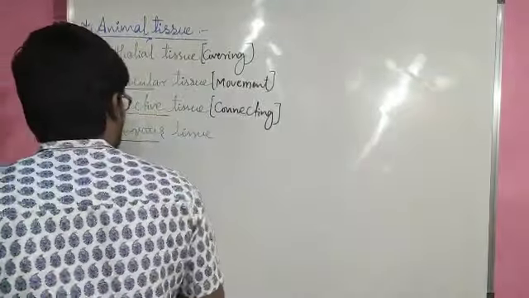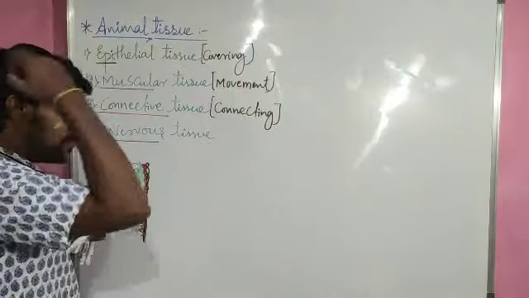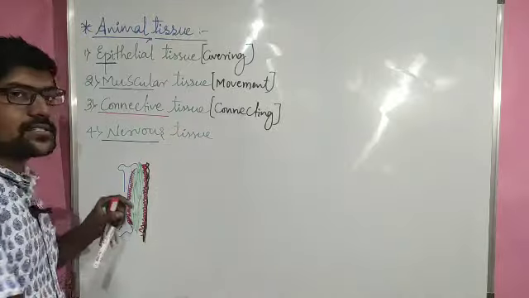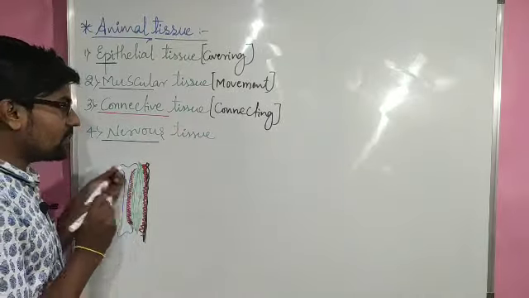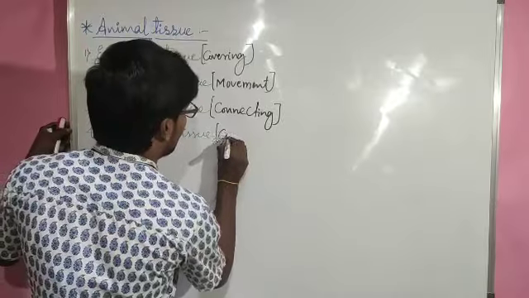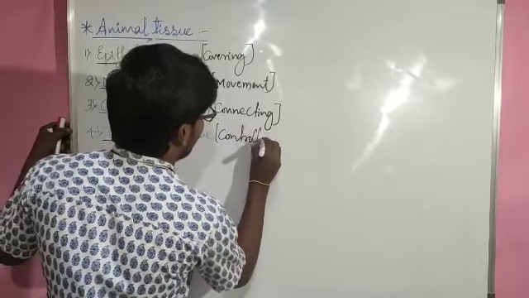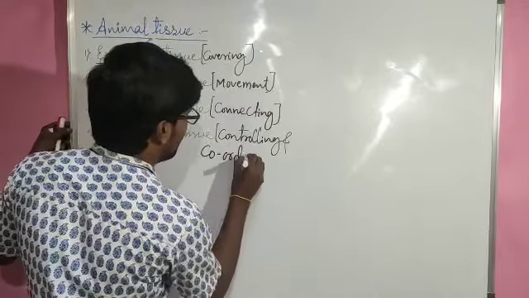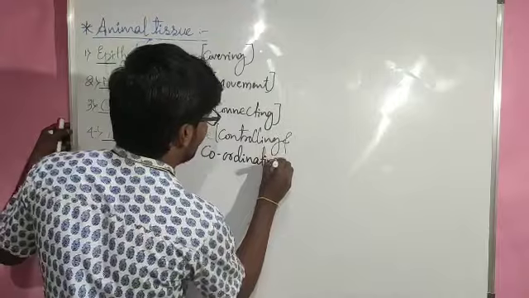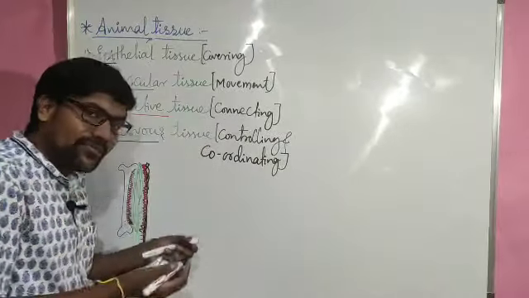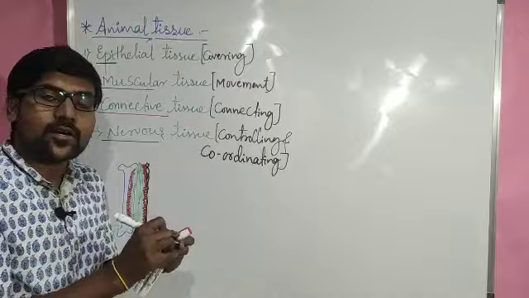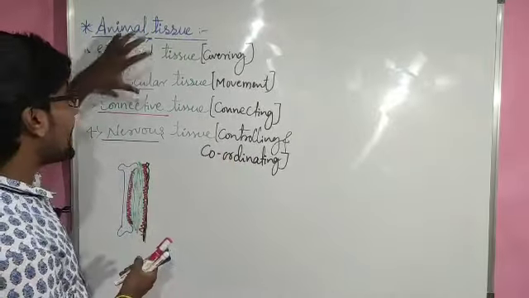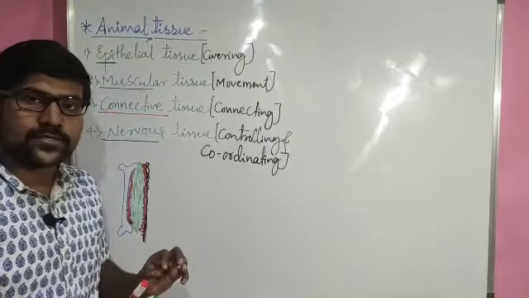And this nervous tissue, that means when we consider our brain, when we consider our spinal cord, all of them come in the category of this nervous tissue. So the major work of nervous tissue is controlling and coordinating. Controlling other parts as well as coordination, making successful coordination between two different parts. So like that we have 4 different kinds of tissues.